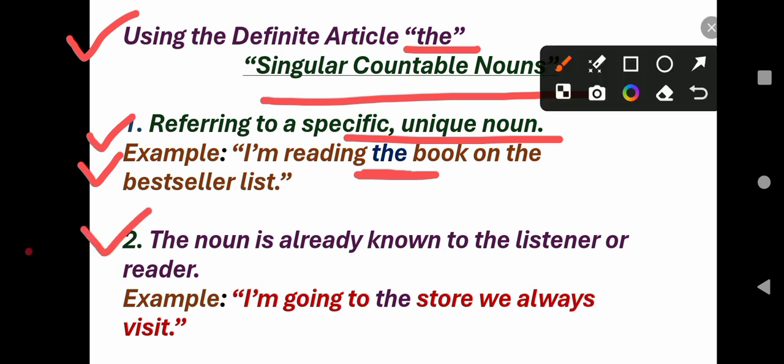The definite article is used before a singular countable noun when the noun is already known to the listener or reader. For example, I am going to the store we always visit. In this sentence, the refers to the specific store that is already familiar to the listener.